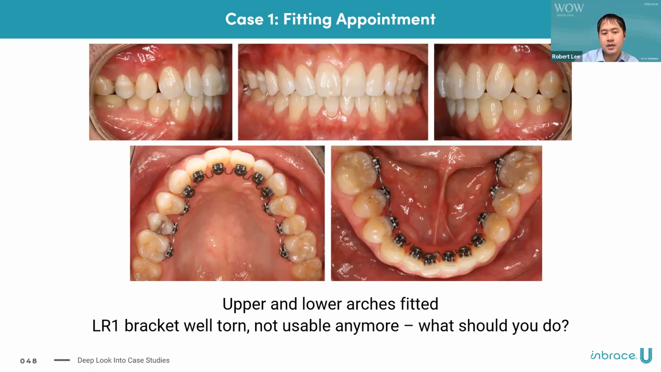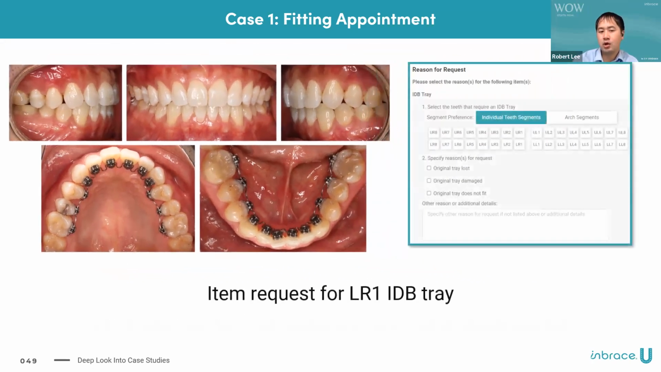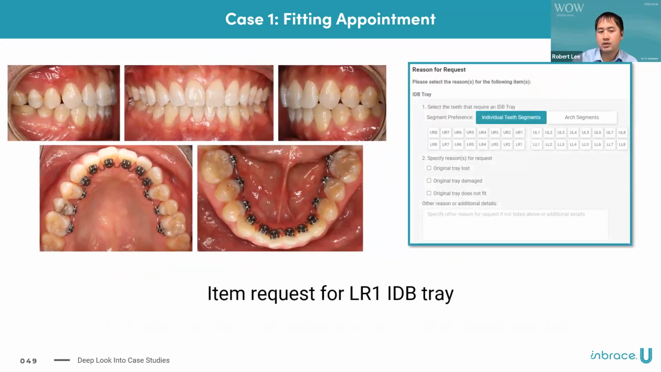During the fitting process, the lower right one bracket well was torn. So we realized that it wasn't going to be usable. So anytime you have a well torn, because you want your IDV trays, you always need to have your IDV trays in the case that your brackets ever debond. That way you can reuse the trays to rebond it back on. You should always just then item request for that tray. So again, if you have a tray well that tears during your fitting process or during your rebonding process, immediately what you should do is just item request for that replacement part.